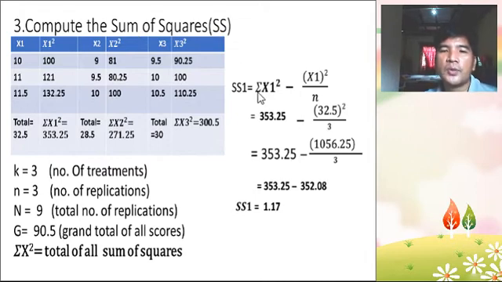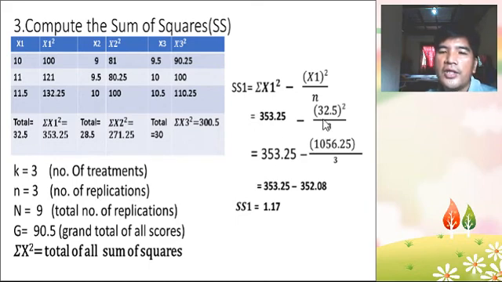So the sum of squares equals, for treatment 1, this is only for treatment 1, the sum of x sub 1 squared minus x sub 1 (in parentheses) squared divided by the number of replications. So the sum of x sub 1 squared is this one, 353.25, minus x sub 1, which is 32.5, squared, divided by 3. N is the number of replications. There are 3 replications, so n equals 3.